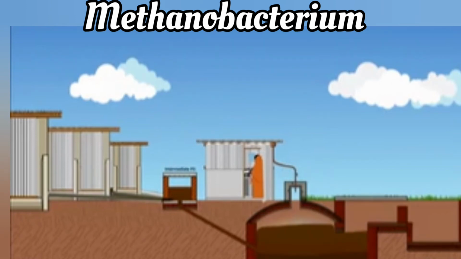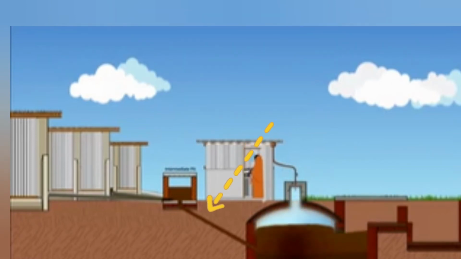Now this biogas is supplied to the nearby houses by an outlet, and through another outlet the spent slurry is removed to be used as fertilizer, or you can say biofertilizer. Now biogas is used for lighting as well as cooking. So these things you have to remember in this heading.